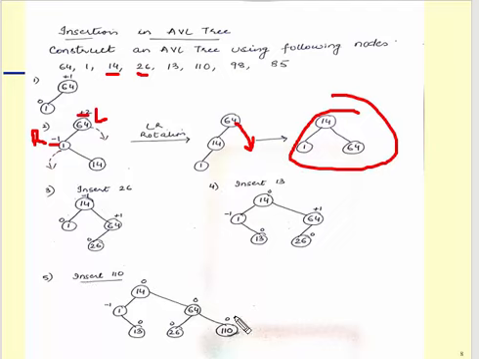Next, 110. Add 110. 110 would be added over here. Again, find out the balancing factor. It is either 0 or minus 1. Again, it is an AVL tree. Next is 98.